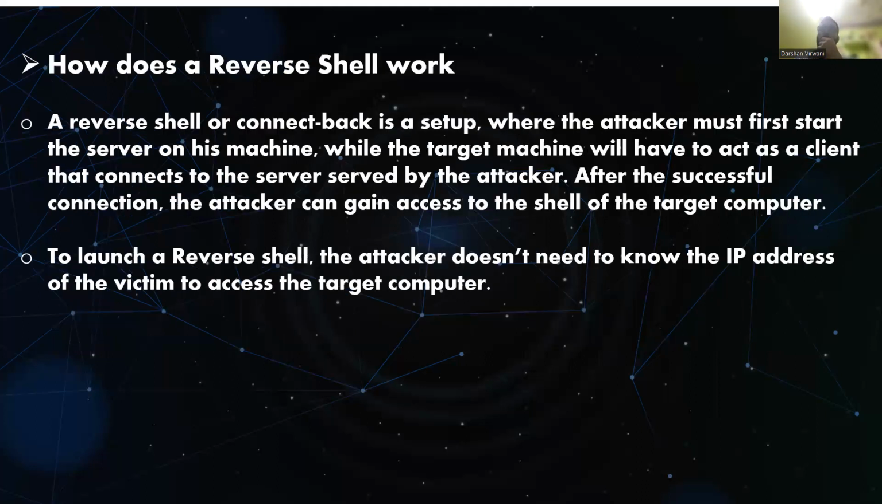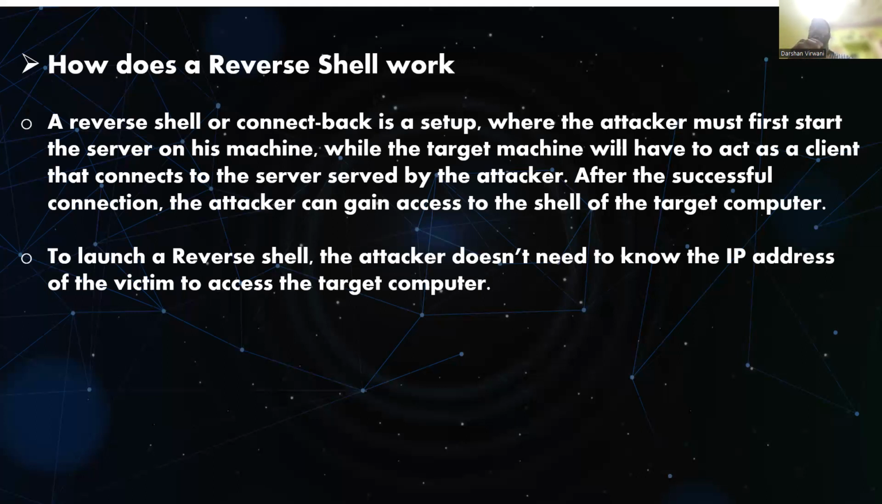So moving on to next, how does a shell work? In the upcoming demonstration, I would like to show you how the reverse shell works. Let's go to the definition. A reverse shell or connect back is a setup where the attacker must first start the server or the machine while the target machine will have to act as a client that connects to the server served by the attacker. After the successful connection, the attacker can gain access to the shell of the target computer. To launch a server shell, the attacker doesn't need to know the IP address of the victim to access the target computer.